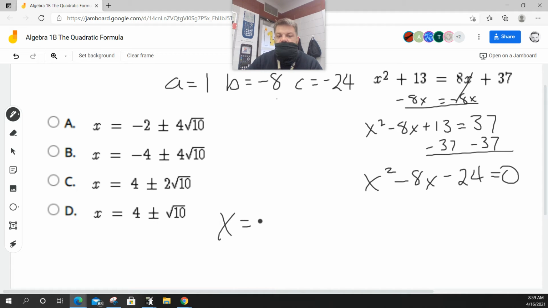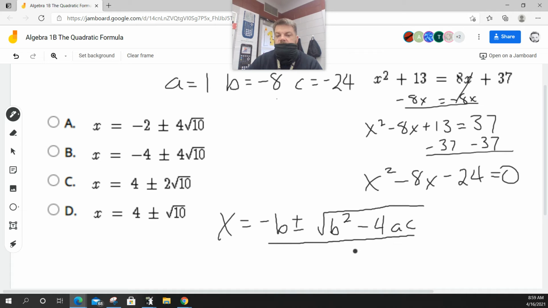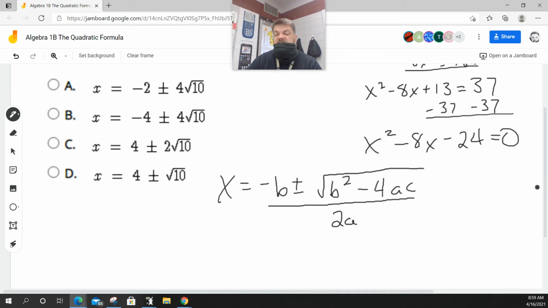x is equal to minus b plus or minus the square root of b squared minus 4 times a times c, all over 2a. Now, if you write this down every time we do an example problem, by the time we're done with this unit, you will have memorized this formula. That'll be very good for you.